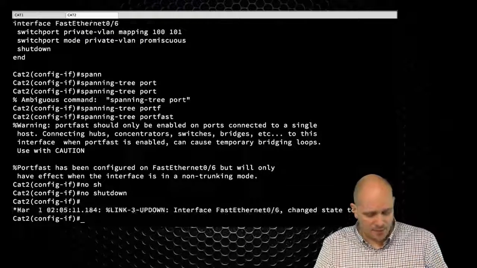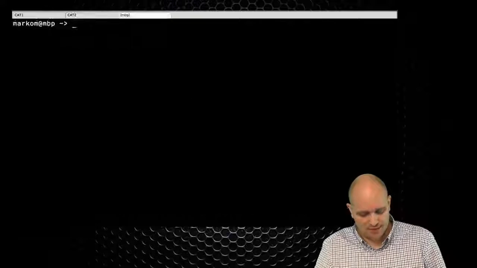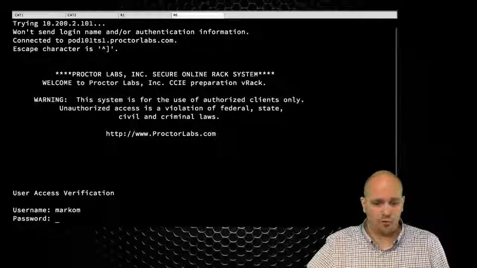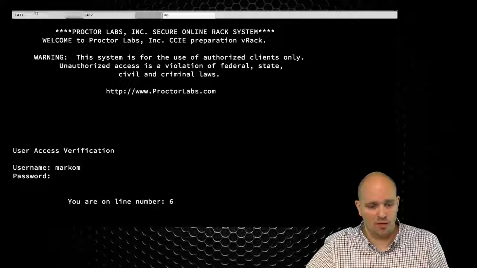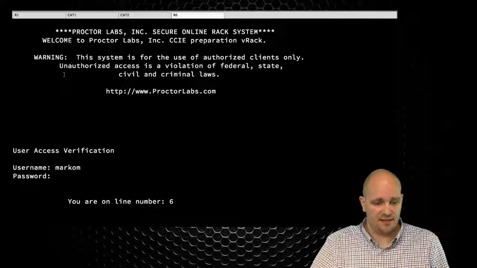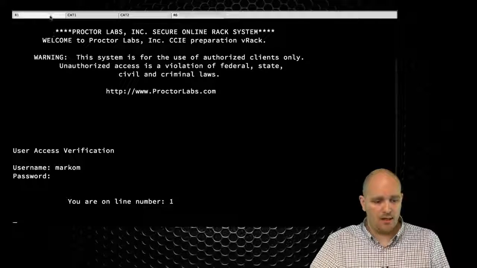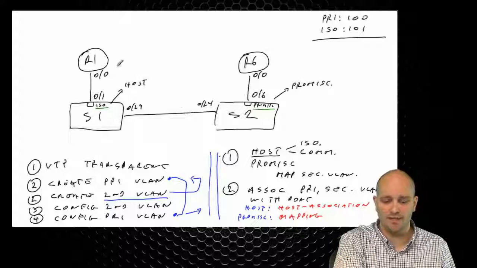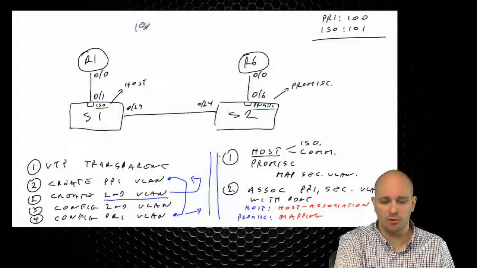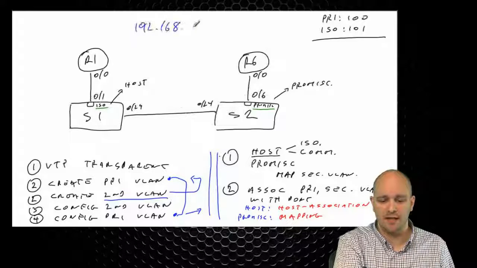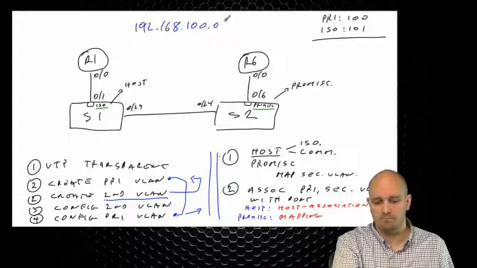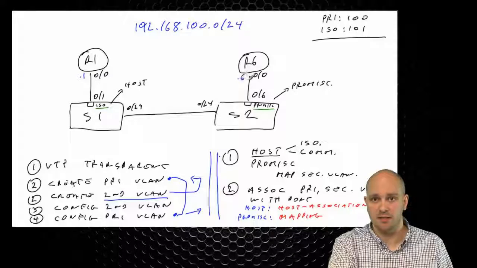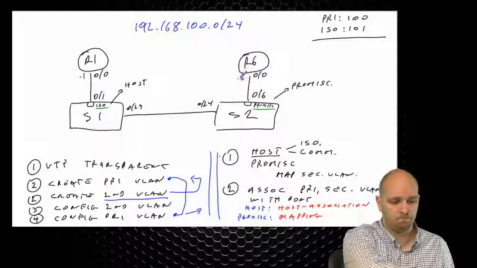Now, let me bring my R1 and R6 into the mix. So I'm going to connect to R1 here, and I'm going to connect to R6 here. Let me just move R1 to the left-hand side of Cat1. And what I'm going to do here is configure a subnet between them. So I'm just going to use 192.168.100.0/24. I'm just going to use .1 here and .6 here.